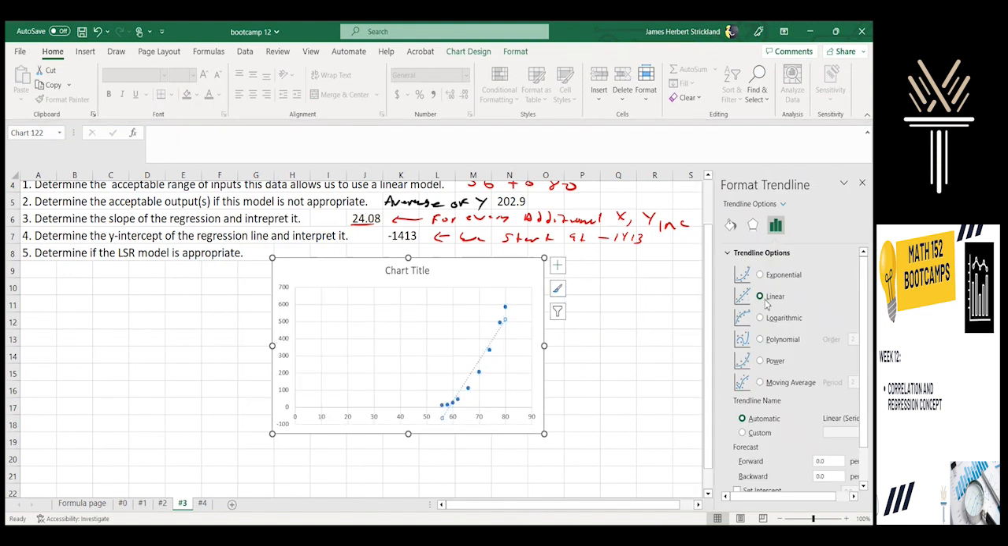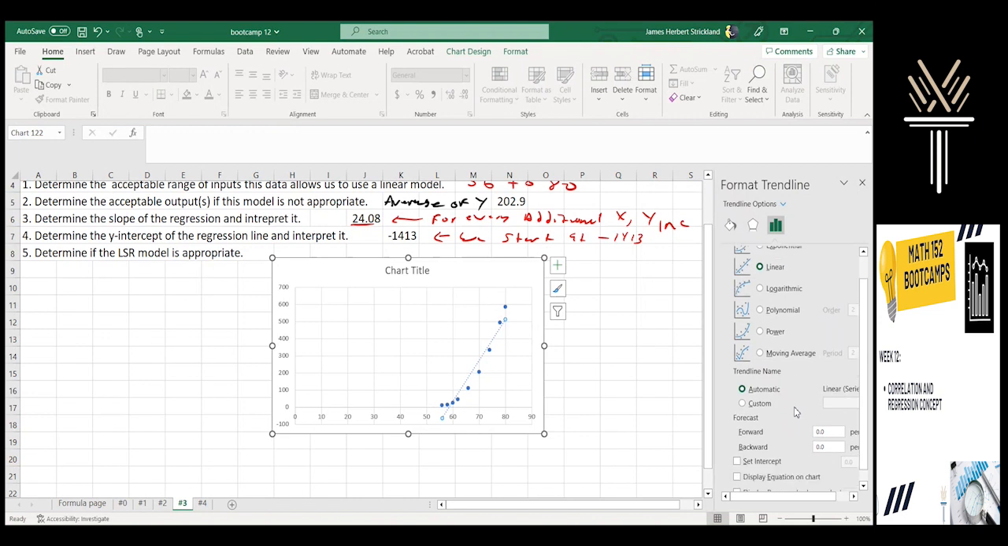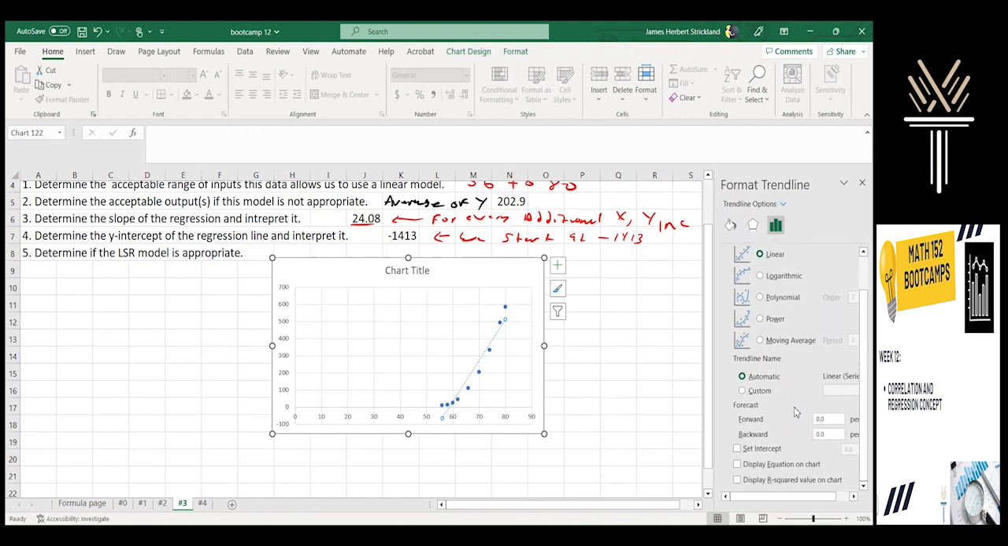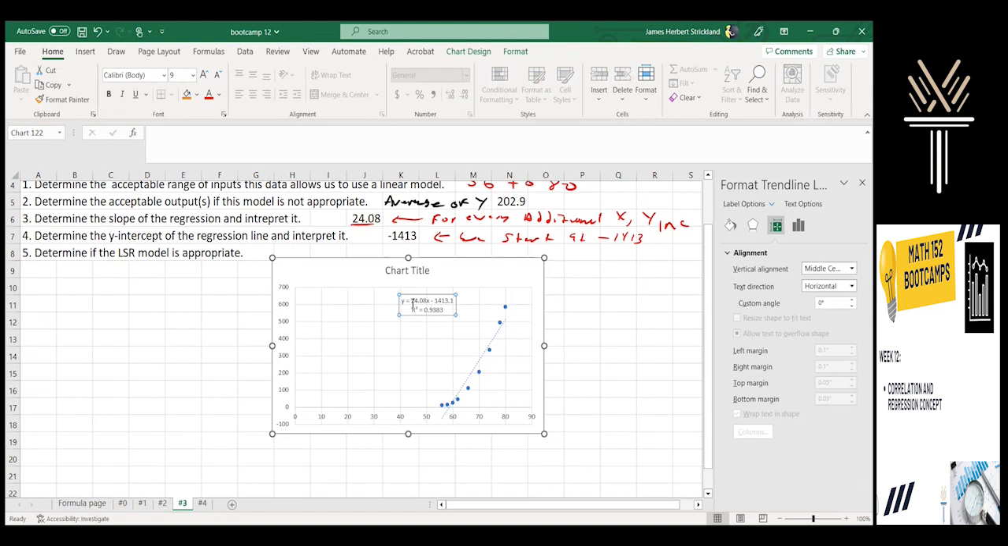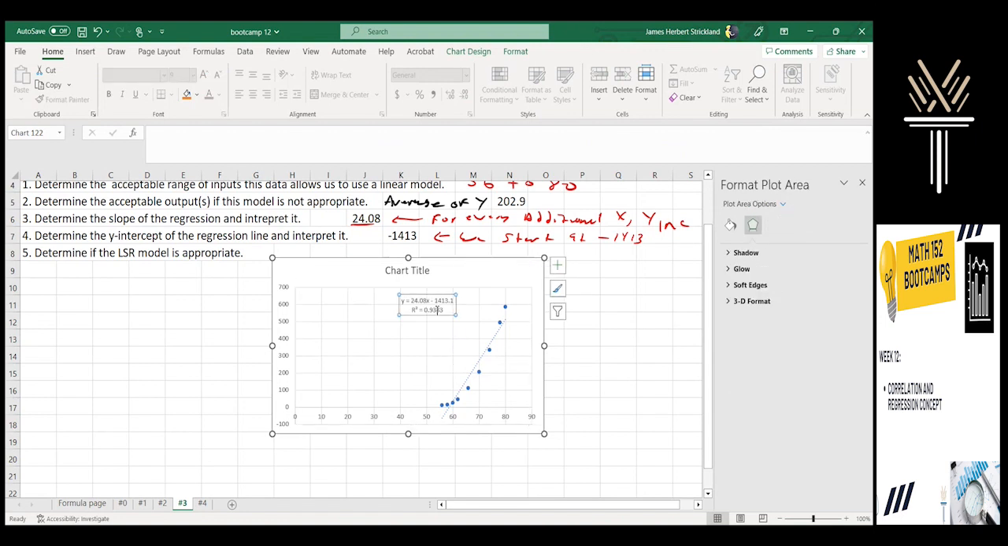This menu on the right pops up. In our class, we use linear. If you scroll to the very bottom of this list, you'll see display equation, display r squared. And it gives you the same calculations, 24.08, negative 1413.1, and it also gives us our r squared calculation. You can click on the border of that little box and come up here and increase the font if you need it bigger.